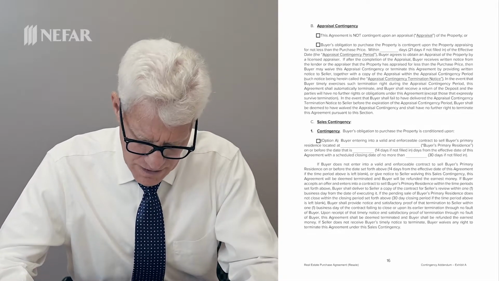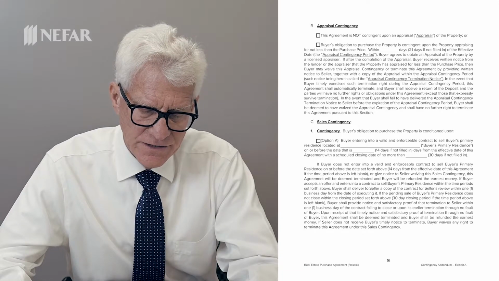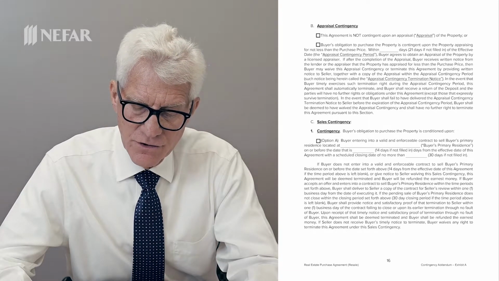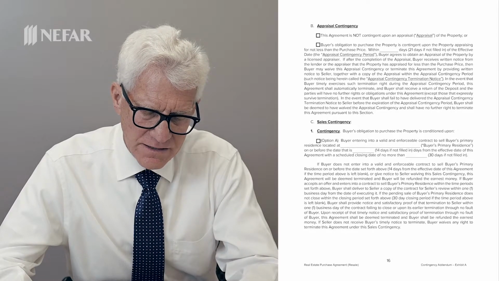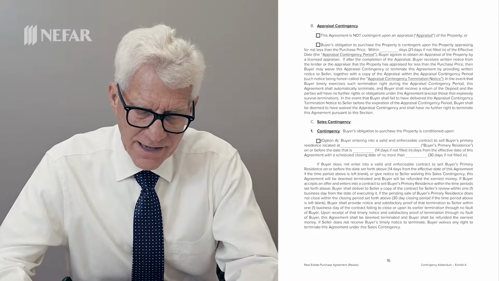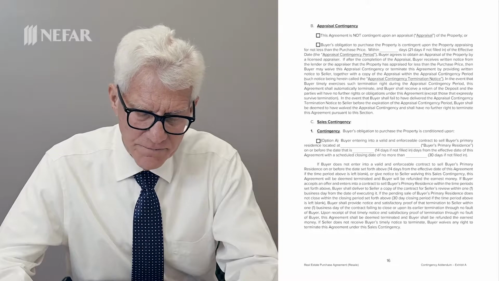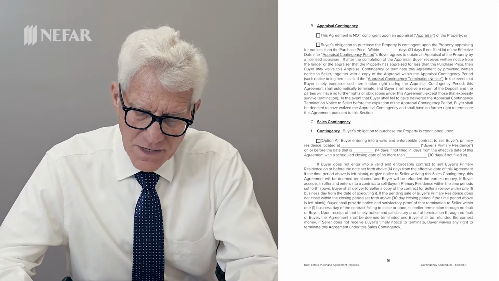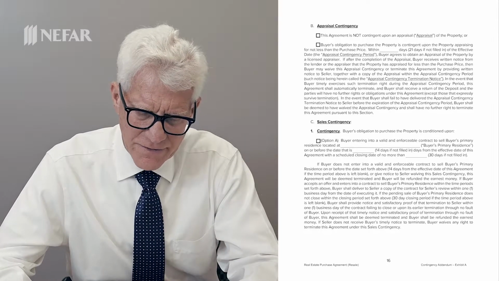There's a place on the next page for an appraisal contingency. It says the agreement is not contingent on appraisal, which could be for a cash buyer, or the box that buyer's obligation to purchase is contingent on the property appraising for not less than the purchase price within blank days, 21 if not filled in, of the effective date. And that's not business days. See how they go between days and business days? I don't care for that.